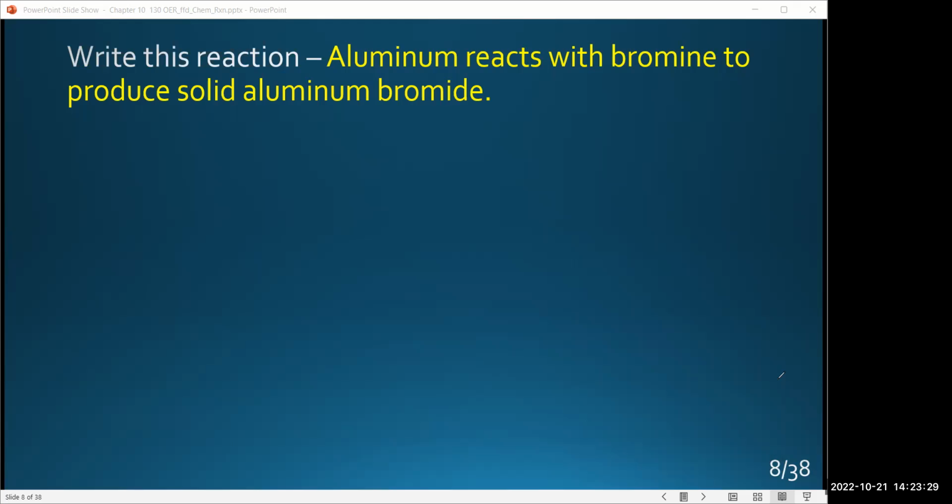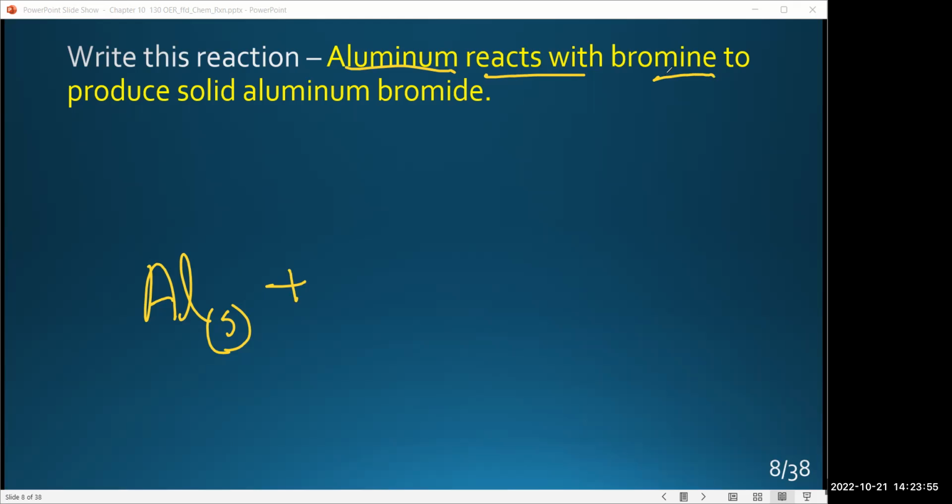All right. Here's another reaction. We're going to convert that from words to a chemical reaction. So we have the first one, which is aluminum. Okay, that's Al. It's a metal. It's also solid. Reacts with, that's our key word for plus.